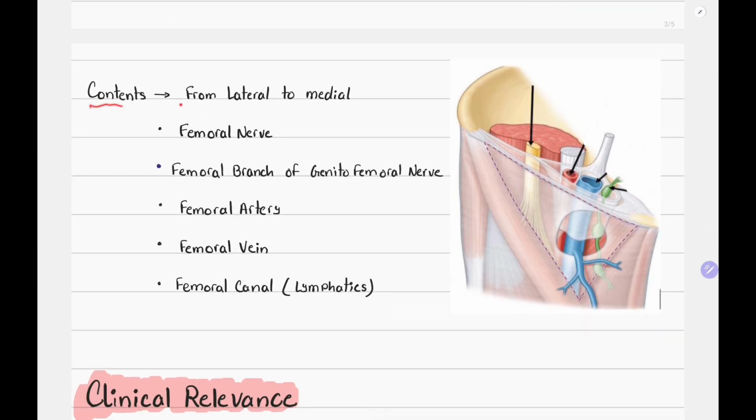Now covering the contents of the femoral triangle. We will be covering the contents from lateral to medial direction. The lateral most content of our femoral triangle is the femoral nerve. Right here is this femoral nerve. If you have watched my video on the femoral sheath, then it will be super easy for you to remember this. The rest of the contents are the contents of the femoral sheath.